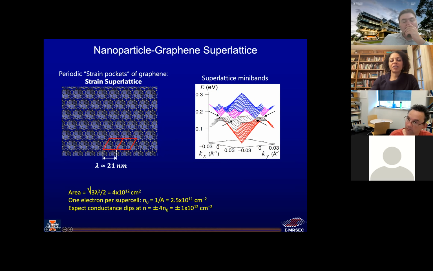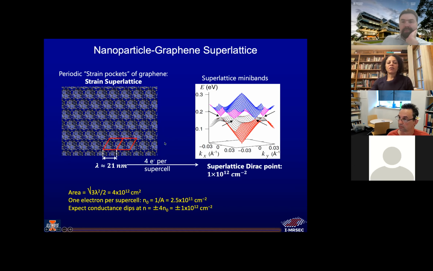Okay, and so you can calculate very simply where that would be. Just take the area associated with this unit cell defined by the nanoparticle, assume that you have 4 electrons that fill it, and you expect to see conductance dips at a density of about 1 × 10¹². So if we fill 4 electrons per supercell, we should see superlattice Dirac points at 10¹² per centimeter squared. Okay, so now that we know what we're looking for, we just do that experiment.